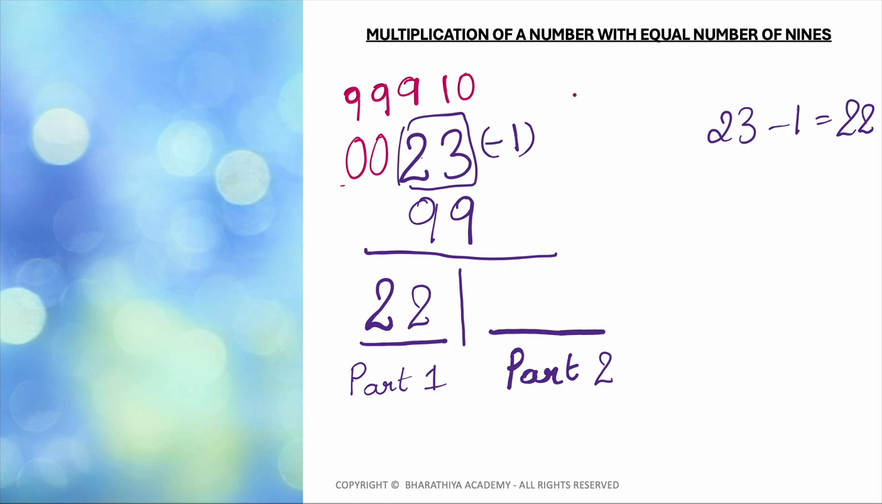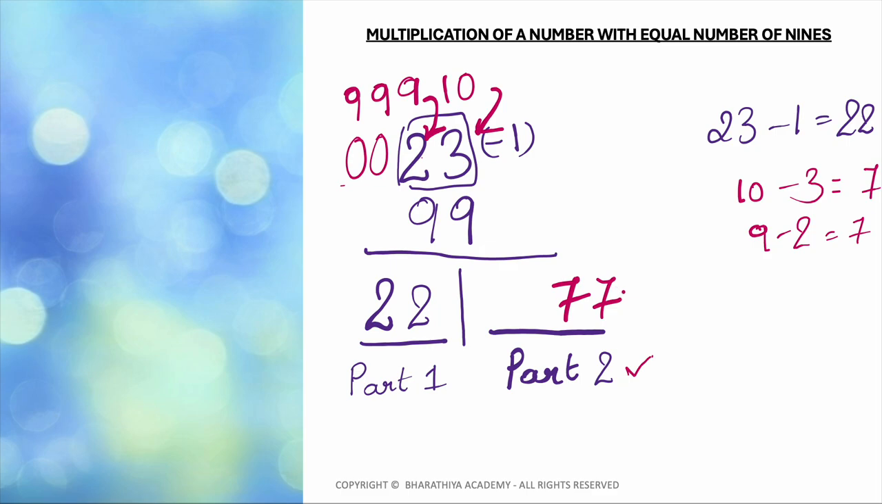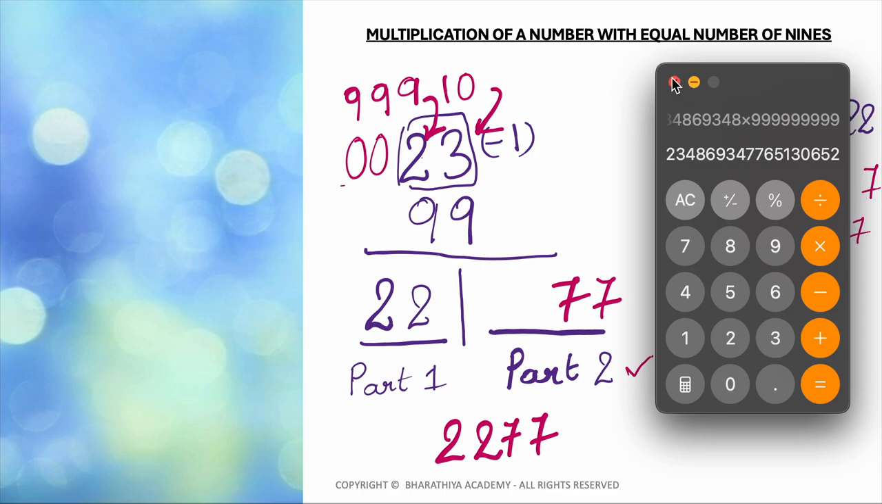Okay. So now we will do 10 minus 3. For we are trying to get to part 2 of the answer now. So 10 minus 3 is how much? 7. Okay, so let's write 7 here. And then we have to subtract 9 minus 2. Okay, so 9 minus 2 is how much? 7 again. So 7 is the answer. Alright, so our final answer is 2277. So let's check this in the calculator.